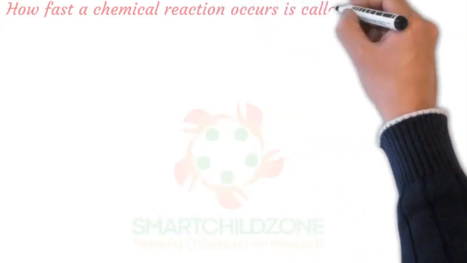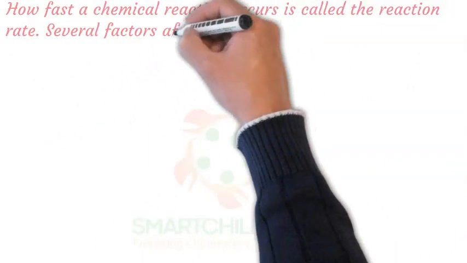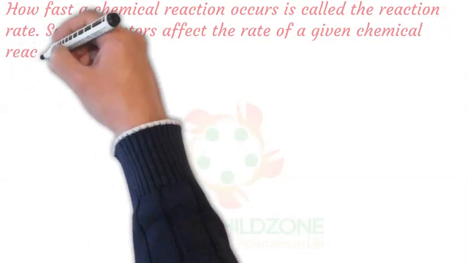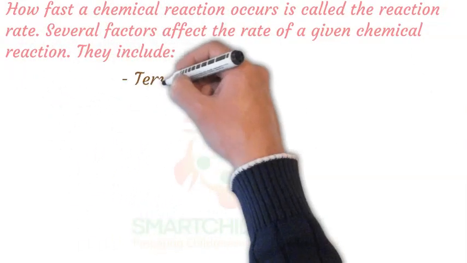How fast a chemical reaction occurs is called the reaction rate. Several factors affect the rate of a given chemical reaction. They include the following.